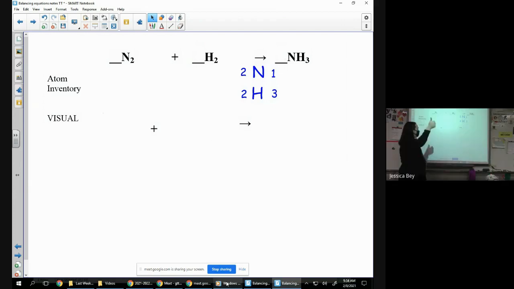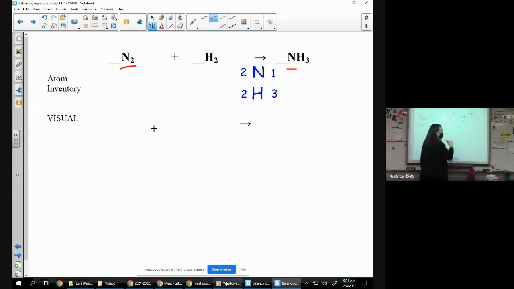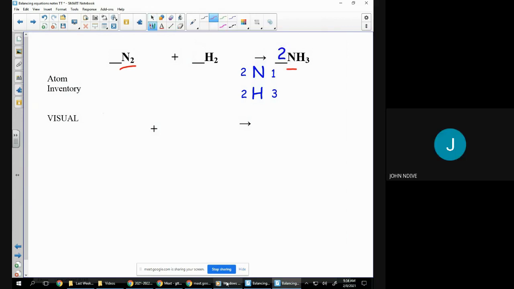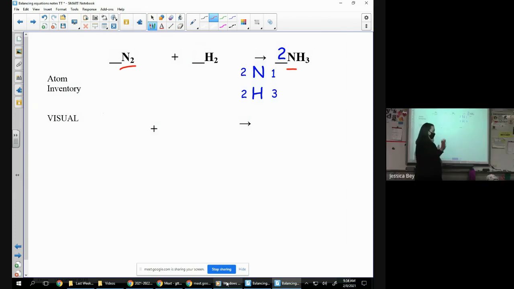Yeah. Perfect. I have two nitrogens over here, but I only have one over here. Remember, it's a multiplication thing. So what number times one is going to get me 2? 2. You got it. So can I put a 2 here? Yeah. And then you put 1 over on the other side. Or you can just leave it blank. We don't need to do anything.